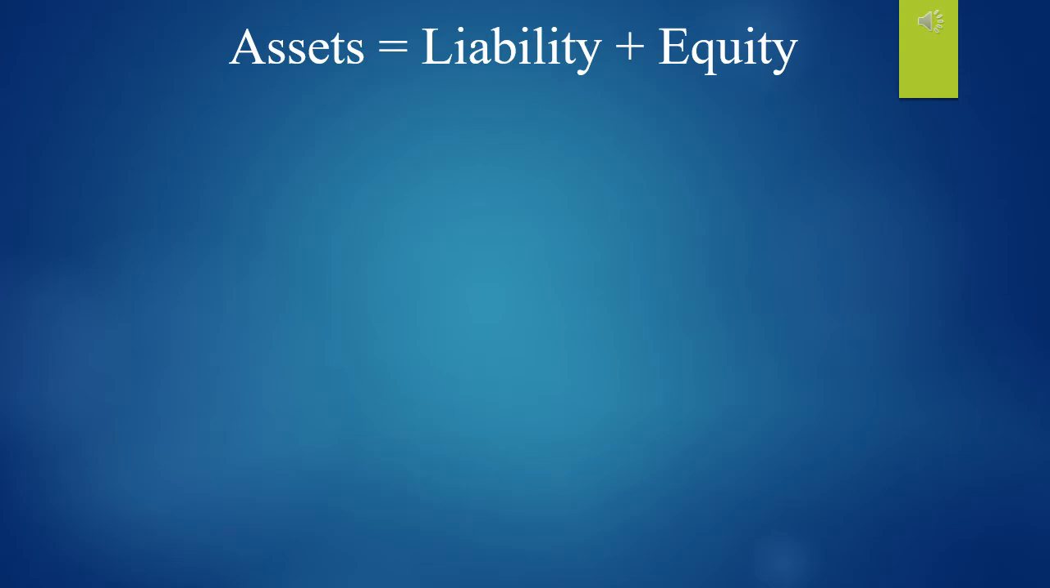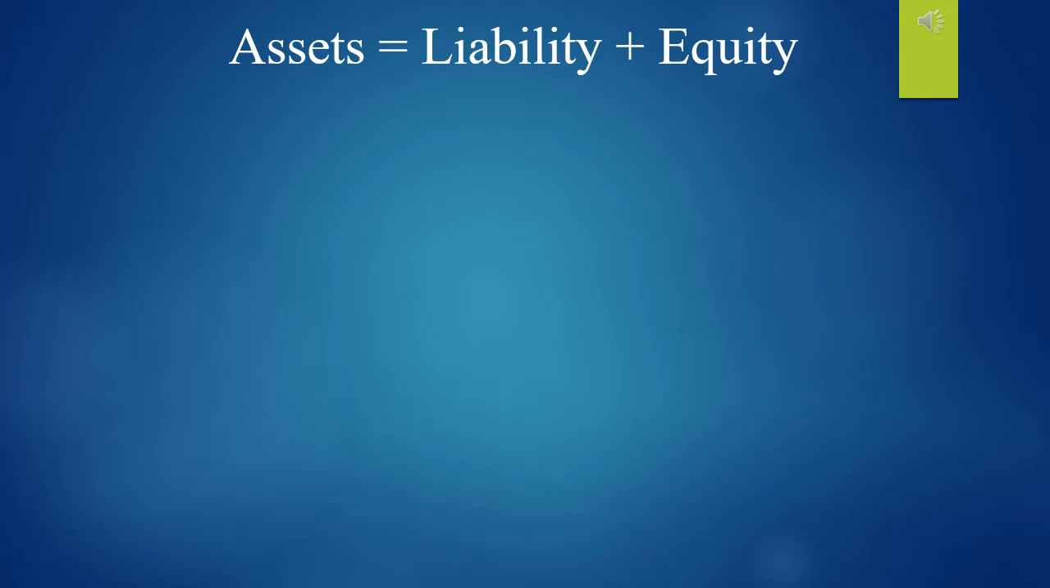To start off in accounting, you have to understand the fundamental accounting formula, which is assets equals liability plus equity. To understand how it affects accounting in general, and how it helps you understand accounting, you have to know about every aspect inside it. You have to know what's assets, what's liability, and what's equity. Today we're going to talk about assets.